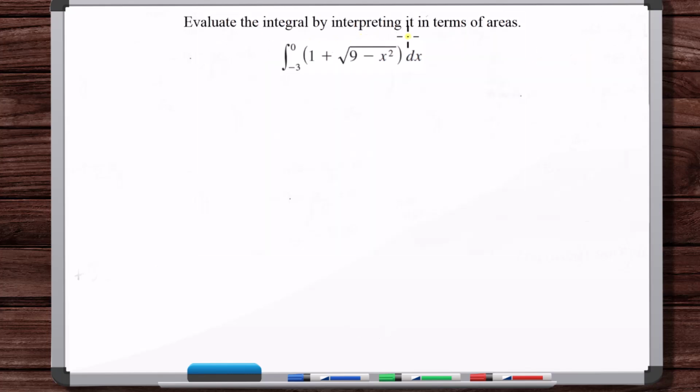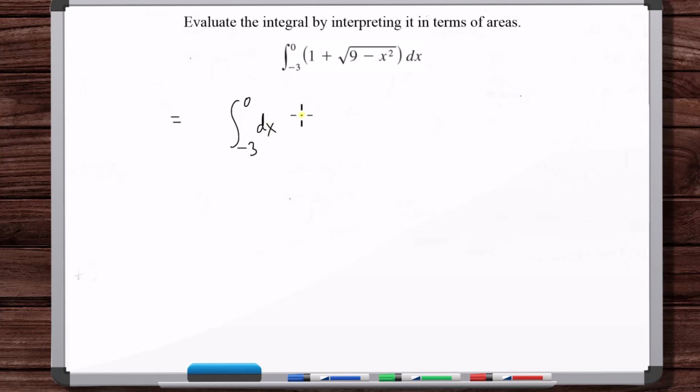Evaluate the integral by interpreting it in terms of areas. So how do we evaluate this integral? Well, if you've already taken calculus, or you're familiar with the fundamental theorem of calculus, it's nice to be able to say, well, let's take this antiderivative. But we can't do that. We haven't learned how to do that yet. But based on the properties of definite integrals, we do know that we can separate this up into two definite integrals.